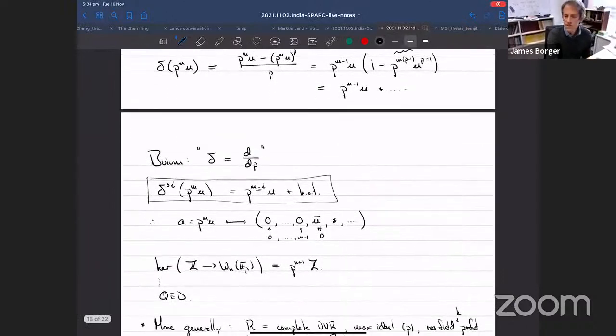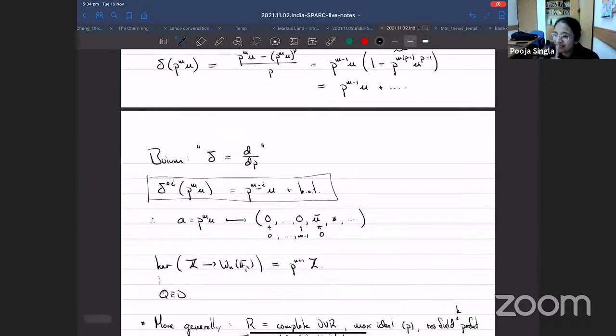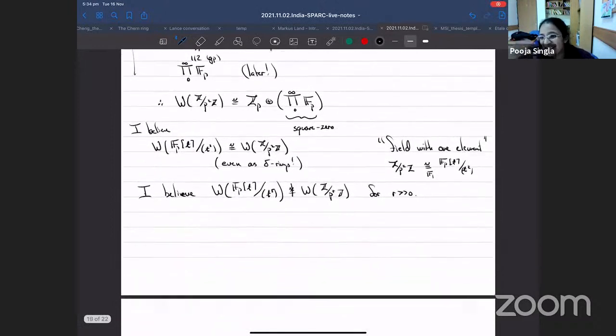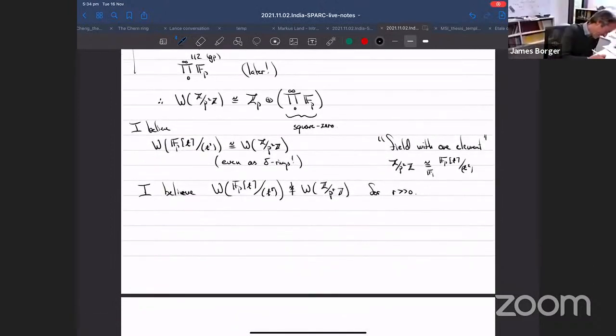Okay, are there other questions? And one more silly question. I couldn't figure it out. So what is the Witt ring of a Witt ring? If I take Z_p and I ask, what is the Witt ring of Z_p? That's good. You're asking all these good questions.